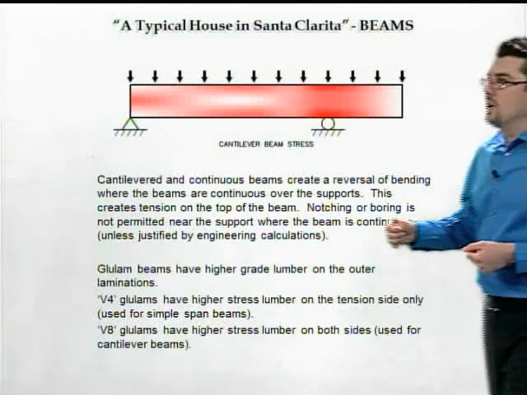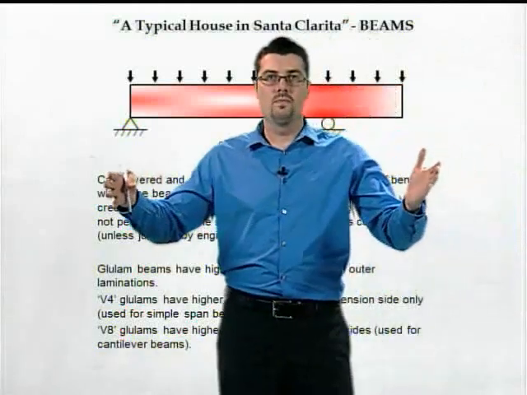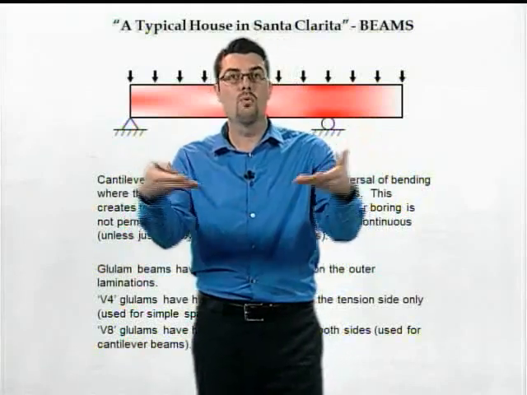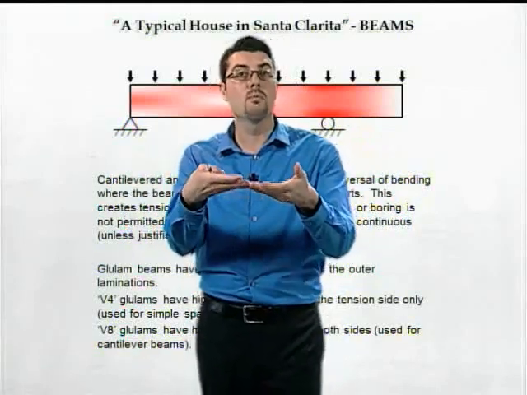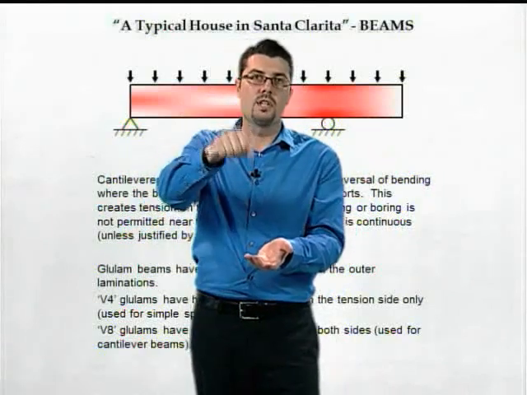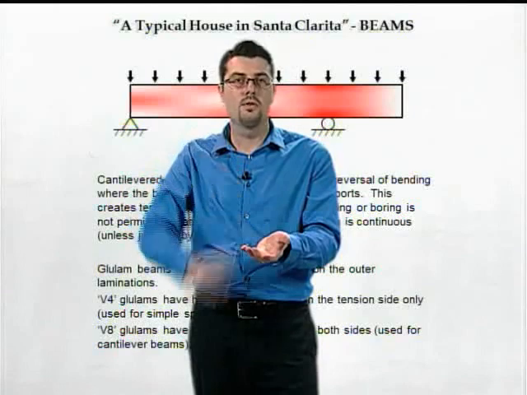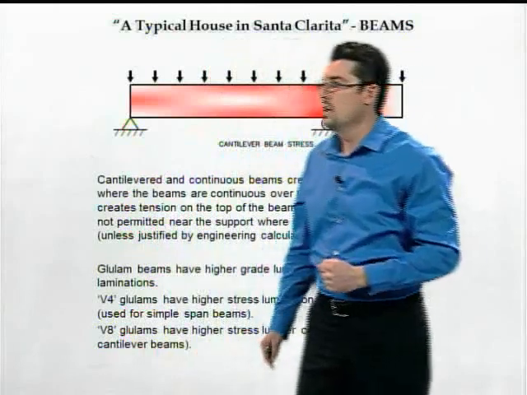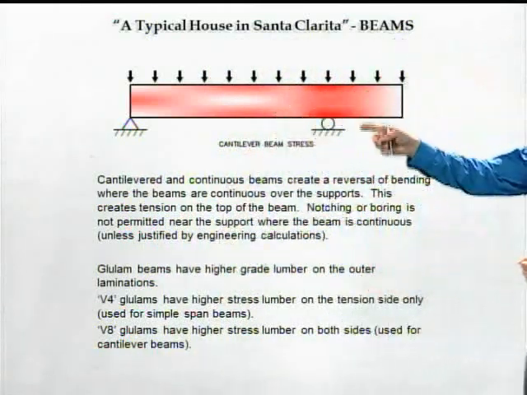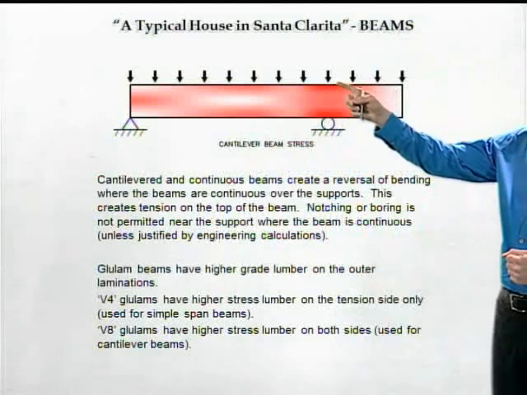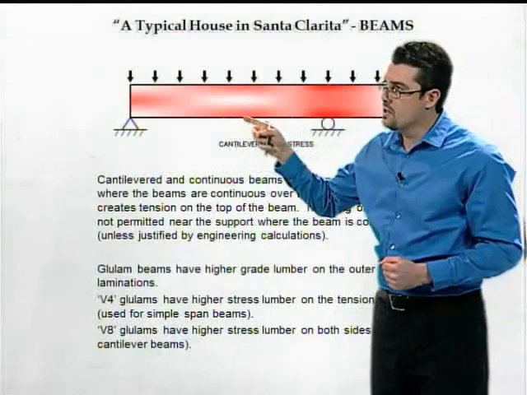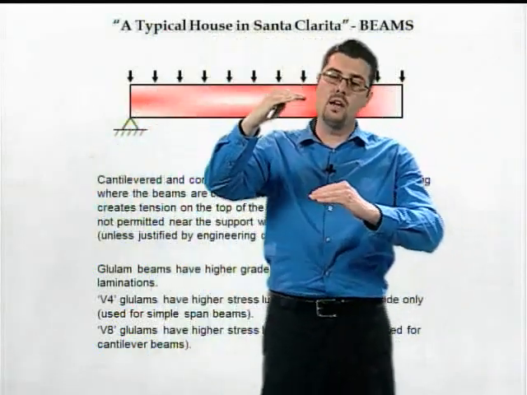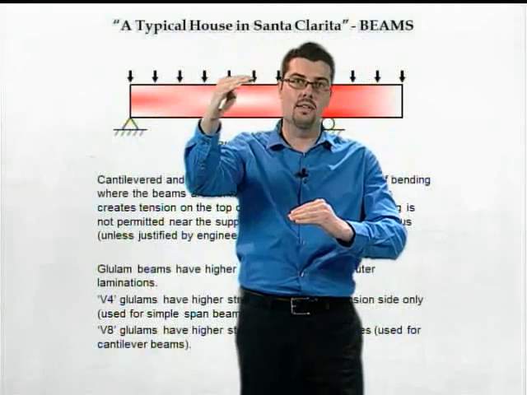Why is that important? Well, if you have a simple span beam and you order a V4 glulam, they've provided the higher tension lumber on one side of that beam only, and so you've got to install that beam properly. You'll see the beam will be stamped with a stamp that says top. That's very important that the orientation gets done right, because making sure that the laminations are installed in the proper location. A V8 glulam, you might have a high tension stress here, and then you have a high tension stress here. And so on cantilever beams, a V8 glulam is ordered, and that provides high stress lumber on both the bottom and the top of the beam.